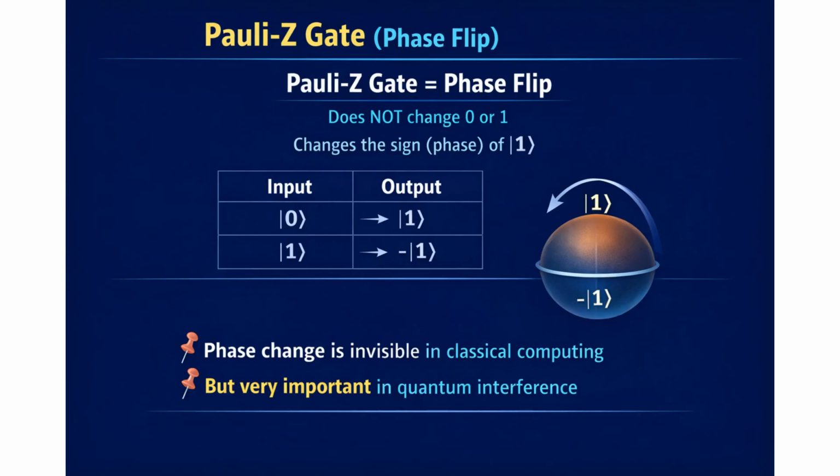The Pauli-Z gate is a phase flip. It does not change 0 or 1, but changes the sign or phase of the one state. This phase change is crucial in quantum interference, though invisible in classical computing.